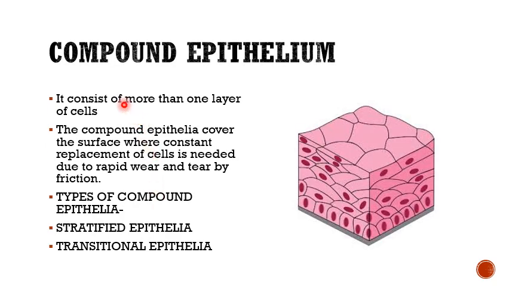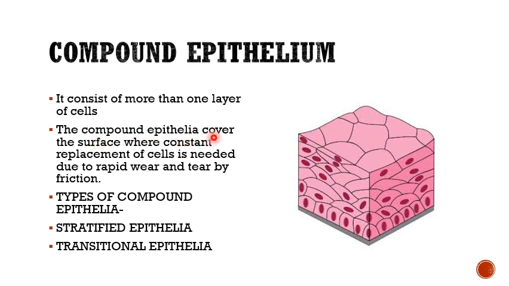After finishing simple epithelium, now we have compound epithelium, which has more than one layer. This is the basement membrane, this is the cuboidal cells, this is the squamous cells, and they are present in a multi-layered structure. So this is called compound epithelium. It consists of more than one layer of cells.